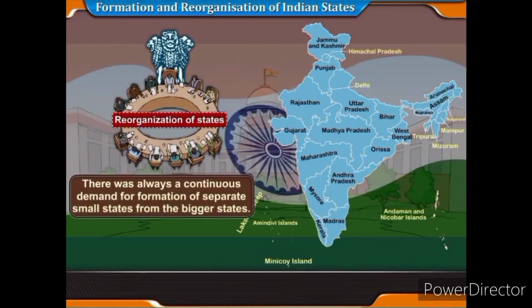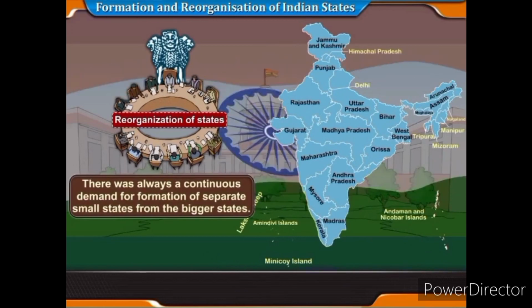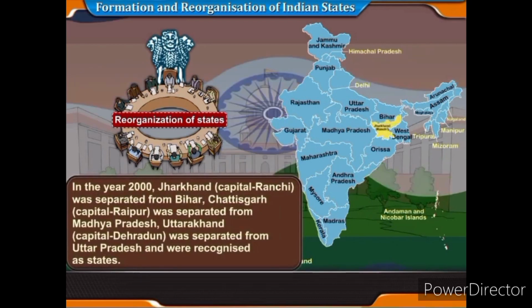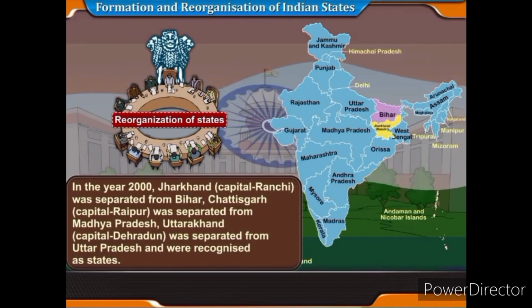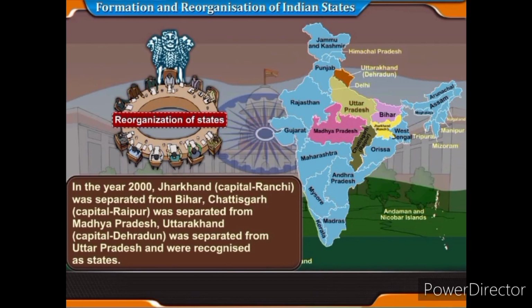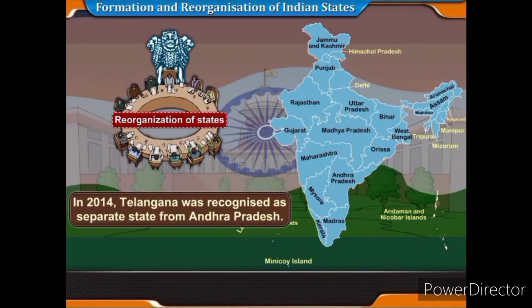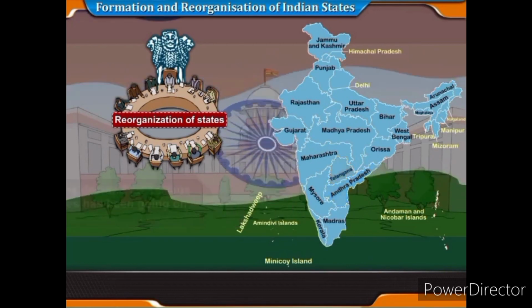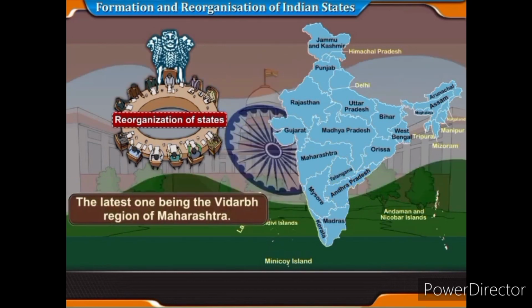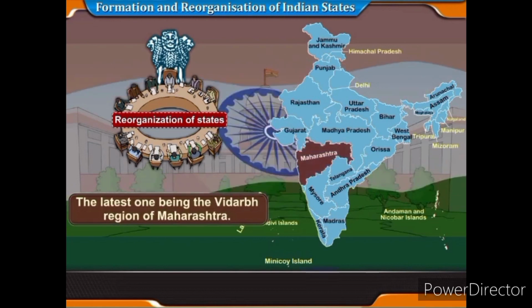There was always a continuous demand for formation of separate small states from the bigger states. In the year 2000, Jharkhand, capital Ranchi, was separated from Bihar. Chhattisgarh, capital Raipur, was separated from Madhya Pradesh. Uttarakhand, capital Dehradun, was separated from Uttar Pradesh and were recognized as states. In 2014, Telangana was recognized as separate state from Andhra Pradesh. Even today, the demand for various separate states has been going on. The latest one being the Vidarbha region of Maharashtra.